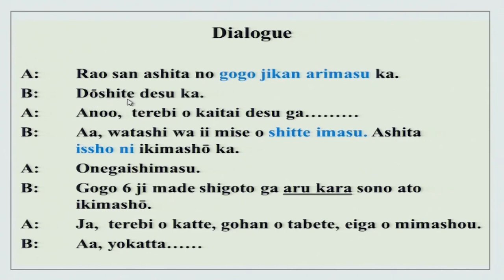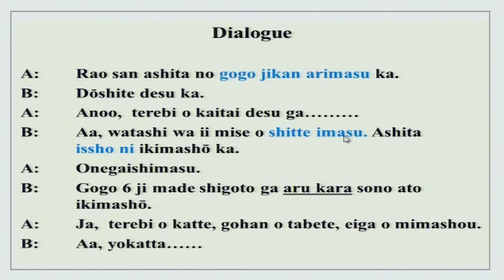You have done this word. Why? どうしてですか? When you are starting a conversation, a little hesitant, then you use generally not A-N-O but A-N-O-O with a long sound. Terebi wo kaitai desu. Kaitai you have already done. Want to buy desu ga. You leave it incomplete. Watashi wa ii mise wo shitte imasu.